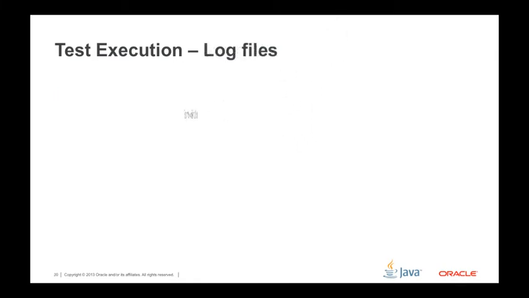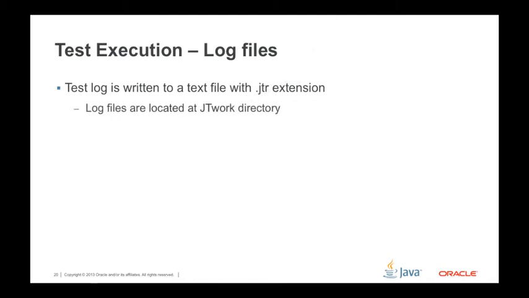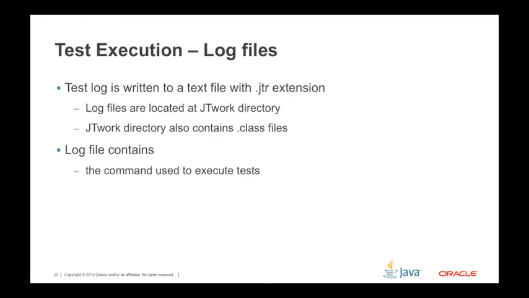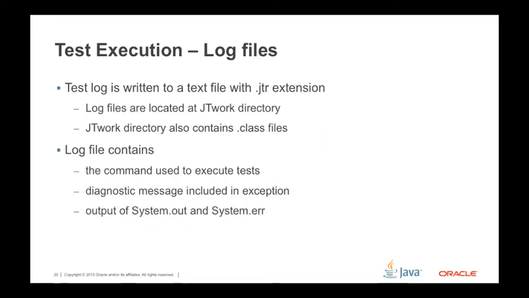Log files. The test log file is written in a text format with a .jtr extension. These log files are located in the JTWork directory. The JTWork directory also contains .class files. The log file contains the command line used to execute tests, diagnostic messages included in exceptions. It also includes output of System.out and System.err from the test source. The JTReport directory contains reports in HTML and text format.